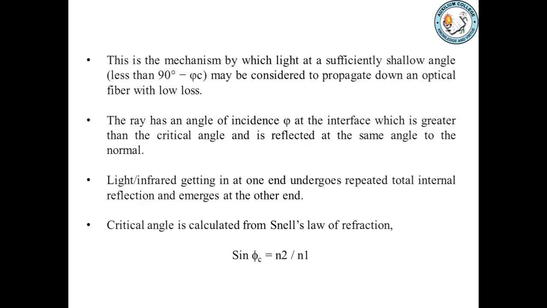This is the mechanism by which light at a sufficiently shallow angle may be considered to propagate down an optical fiber with low loss. The ray has an angle of incidence φ at the interface which is greater than the critical angle and is reflected at the same angle to the normal. Light getting in at one end undergoes repeated total internal reflection and emerges at the other end. Critical angle is calculated from Snell's law of refraction: sin φc is equal to n2 by n1.